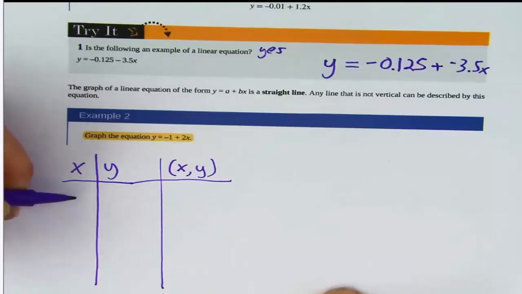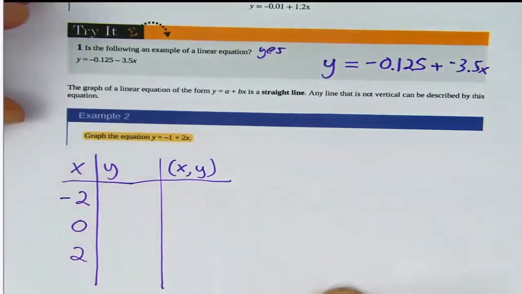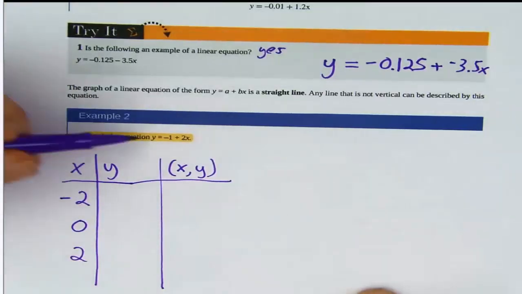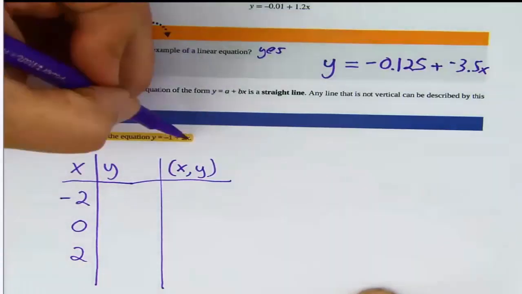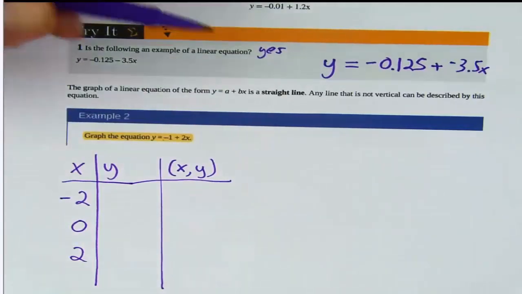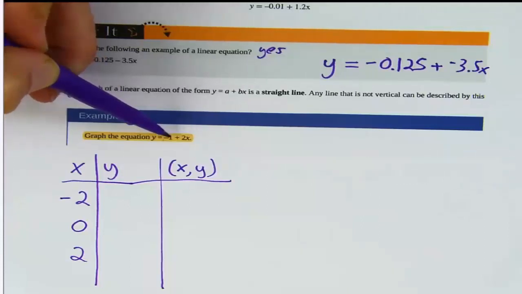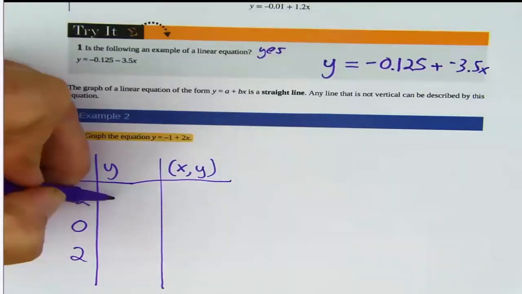So one way to do this is to pick values of x and then use the equation to solve for y. So I'll go ahead and select -2, 0, and 2 for the x values, and then I'll use the equation to solve for y. So when x is equal to -2, what's the y value here? Well, I'm going to put -2 in for x, and then that gives me -2 times 2, which is -4, and then -4 plus -1 is -5.